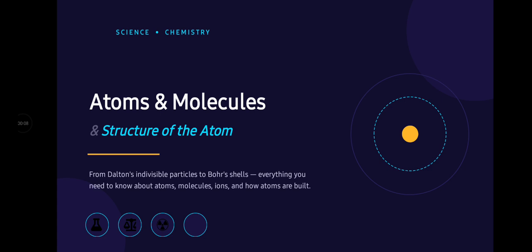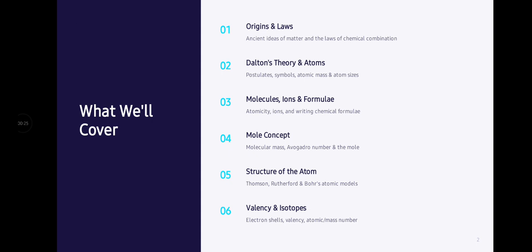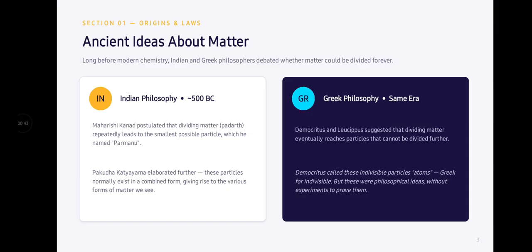Today we'll go through atoms and molecules and the structure of the atoms. From Dalton's indivisible particles to Bohr cells, everything you need to know about atoms, molecules, ions, and how atoms are built. So today what we'll cover in this session is origins and laws, Dalton's theory and atoms, molecules, ions, formula, mole concept, structure of the atom, valency and isotopes.